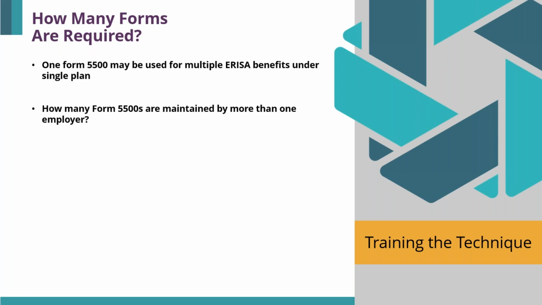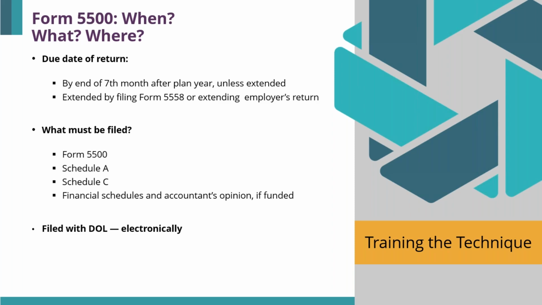How many forms are required? One Form 5500 may be used for multiple ERISA benefits under a single plan. But again, it all depends on how you communicate and maintain your ERISA benefits. Without a wrap plan, you may have to file multiple 5500s because it's dependent on how it's communicated to the employees. A 5500 has to be filed by the end of the 7th month after the end of the plan year unless it's extended. You can get an automatic 2.5-month extension by filing Form 5558.